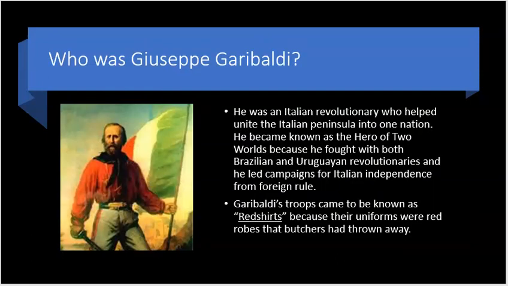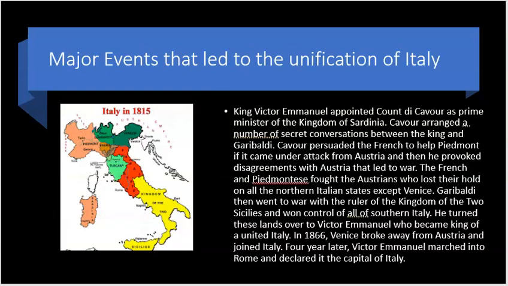Who was Giuseppe Garibaldi? He was an Italian revolutionary who helped unite the Italian peninsula into one nation. He became known as the hero of two worlds because he fought with both Brazilian and Uruguayan revolutionaries, and he led campaigns for Italian independence from foreign rule. Garibaldi's troops came to be known as Red Shirts because their uniforms were red robes that butchers had thrown away.